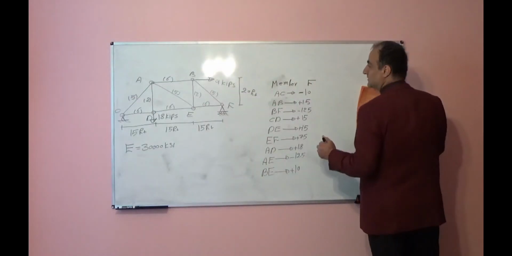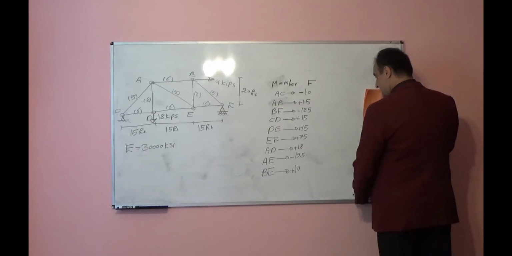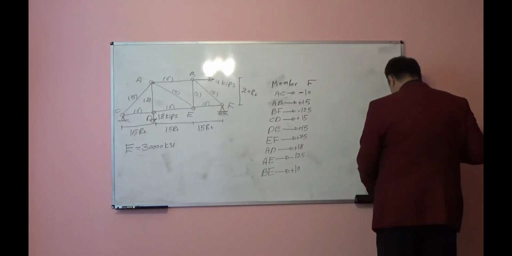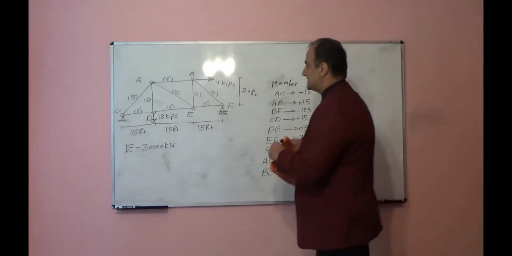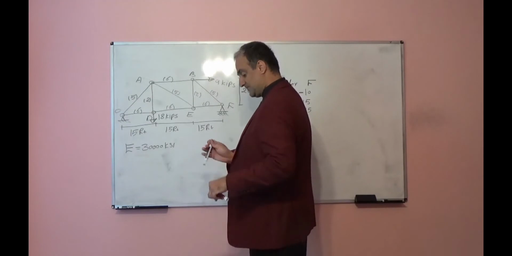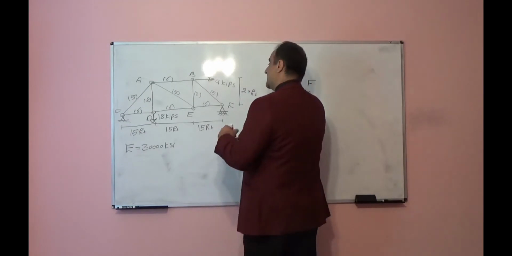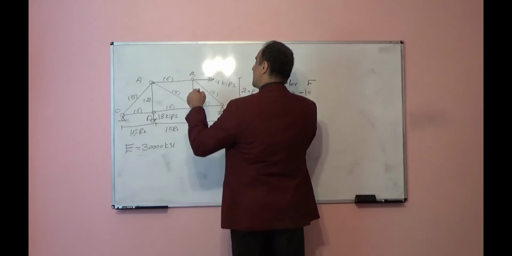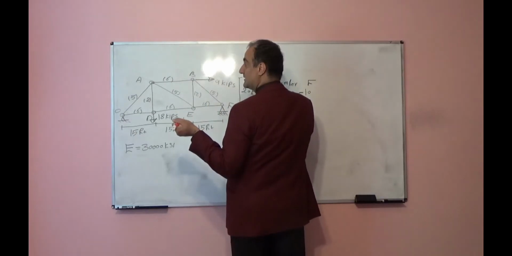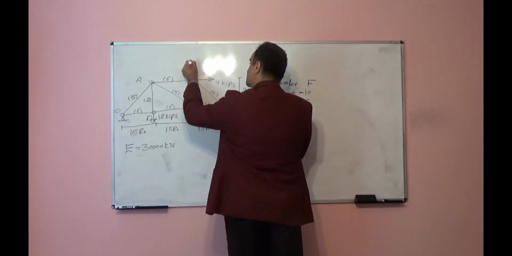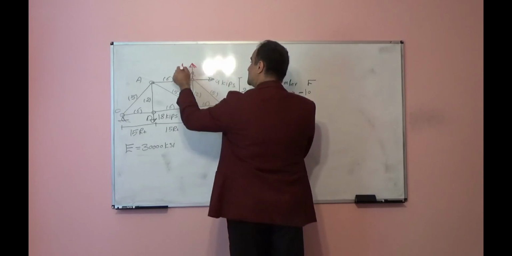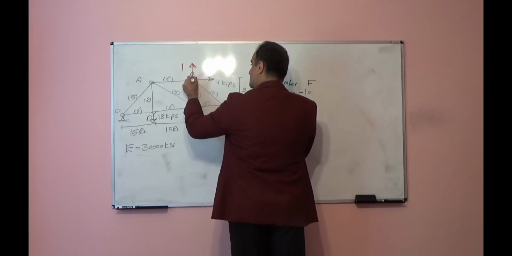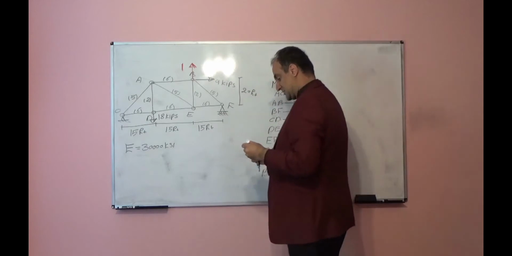Then I will remove these loads. I will assume I don't have these loads, so you will remove them. You will apply a unit load at the joint where you want to find the deflection. You want to find the deflection of joint B in the vertical direction, so you will apply a unit load, load equal to 1, at joint B in the vertical direction.